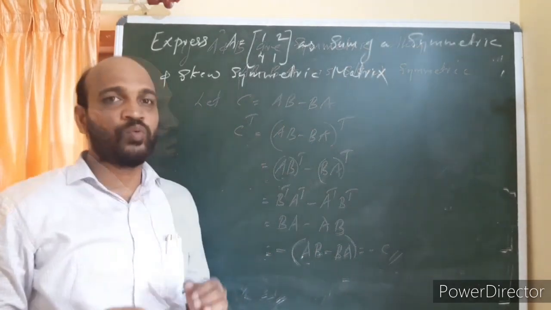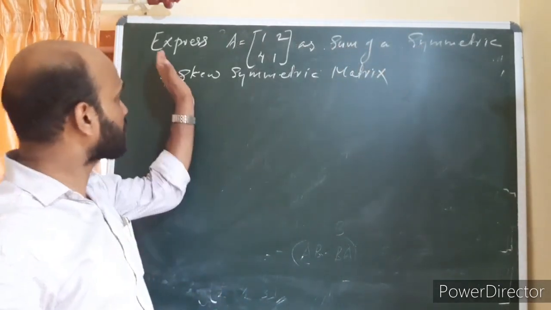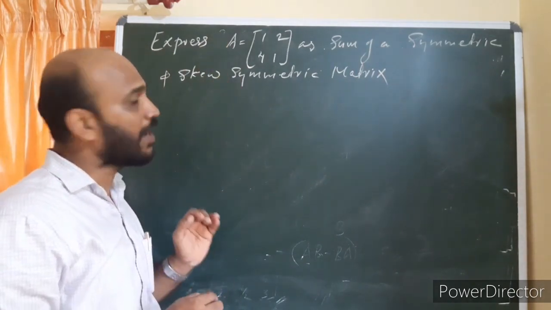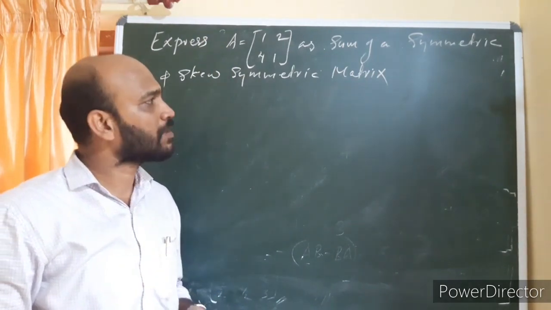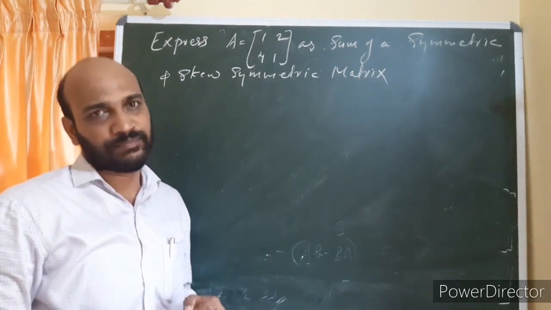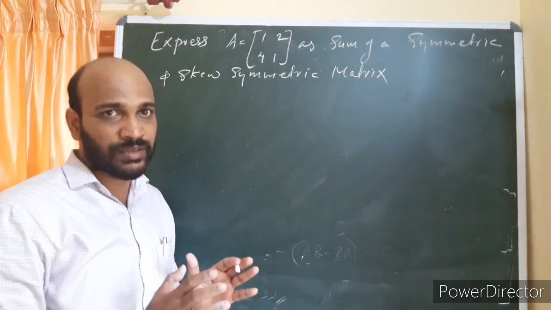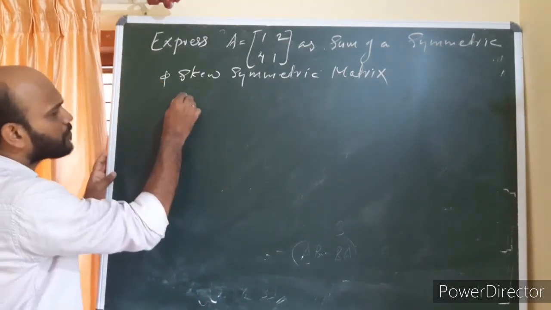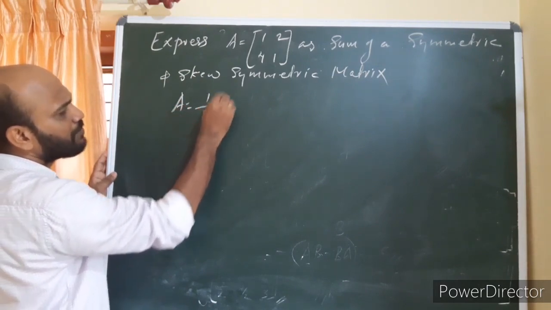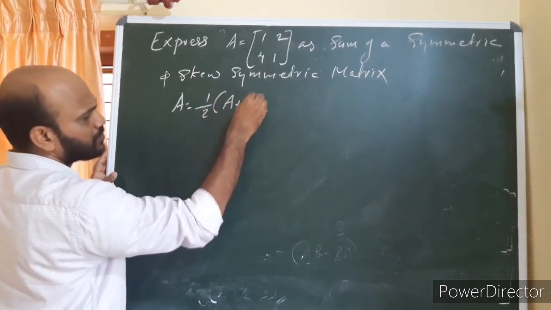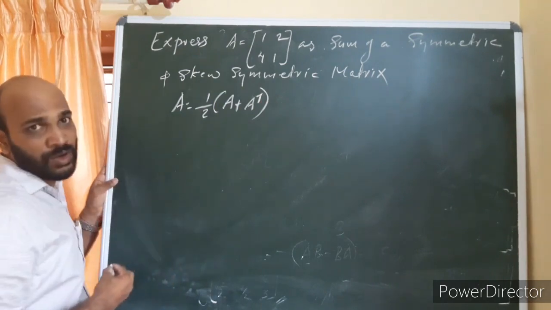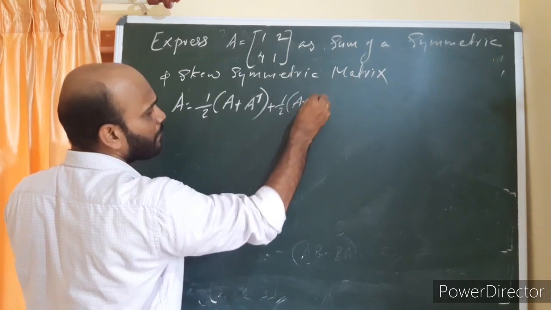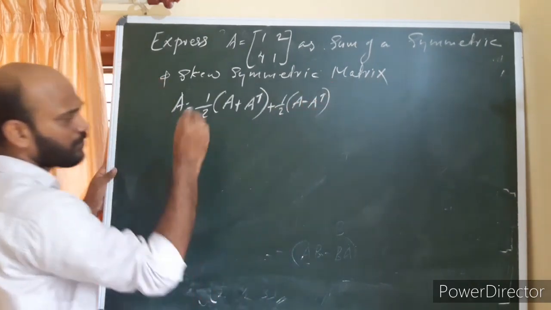Okay. Now we can do one more question. Express A equal to 1, 2, 4, 1 as sum of a symmetric and a skew symmetric matrix. This question you already did, but these type of questions are very important. That is why I am doing it once again. So you have to express A as sum of a symmetric and a skew symmetric matrix. So this formula you have to use. A equal to half into A plus A transpose plus half into A minus A transpose.